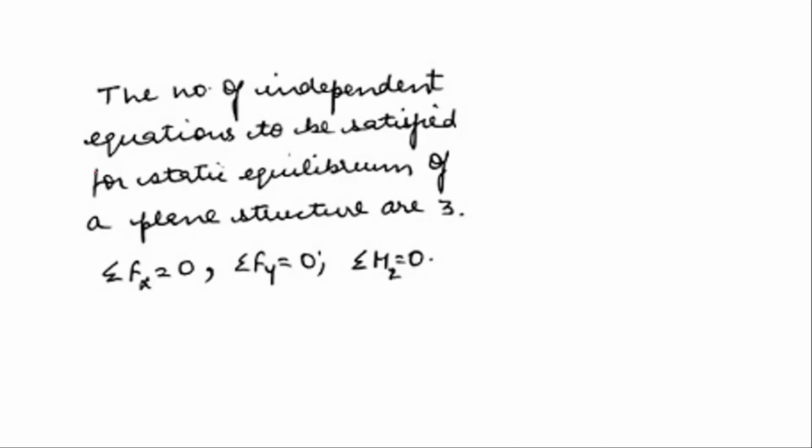Here I have written the explanation, you can go through it. The number of independent equations to be satisfied for static equilibrium of a plane structure is 3, that is, the sum of forces acting in the x direction, forces acting in the y direction, and moments acting in the z direction, each equal to 0.